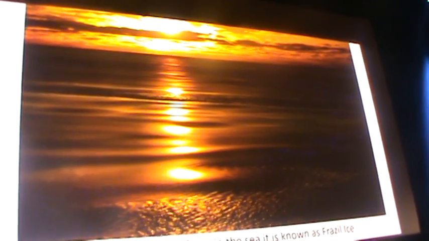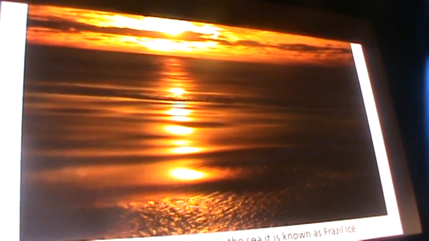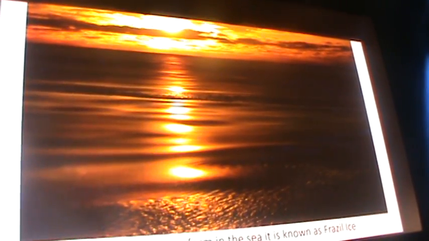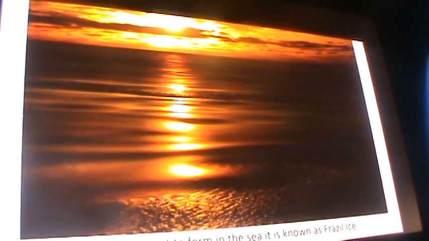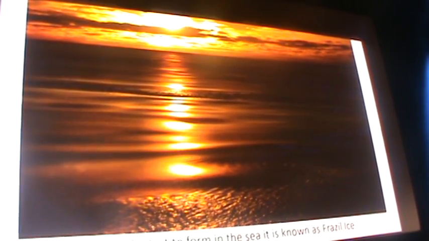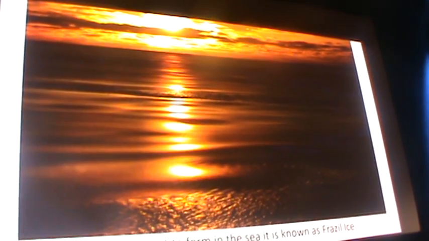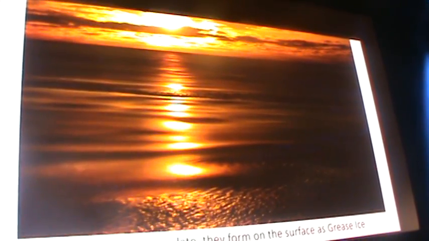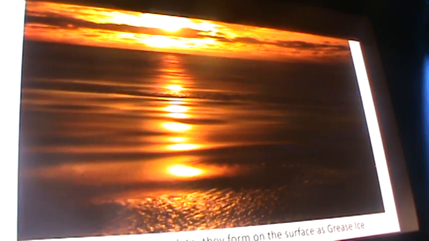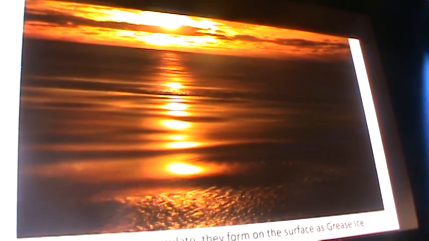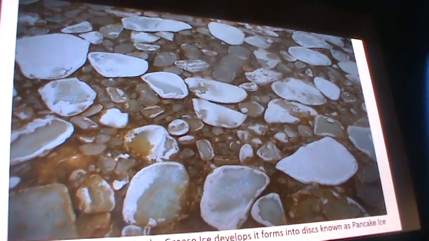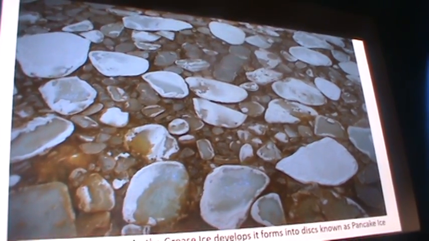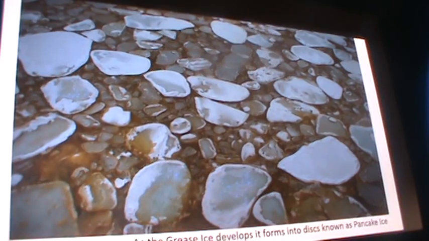And just to finish off, last little minute, this is how the sea freezes. And it's really because these are beautiful photos, to be honest. So when the ice crystal starts to form in the sea, it's known as frazzle ice. Great name. And then as the ice crystals accumulate, they form on the surface, and they're called grease ice. And then as that grease ice develops, it forms into discs that we call pancake ice.